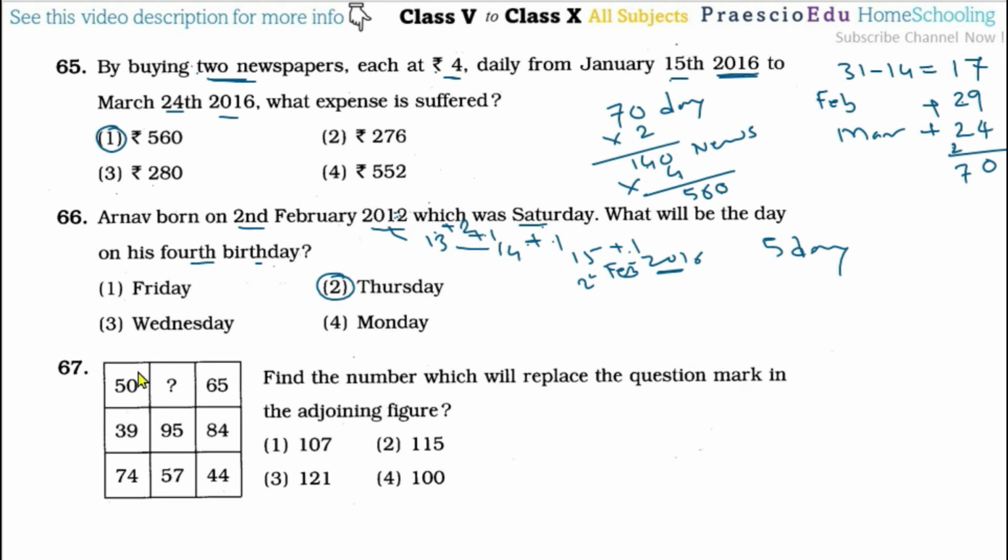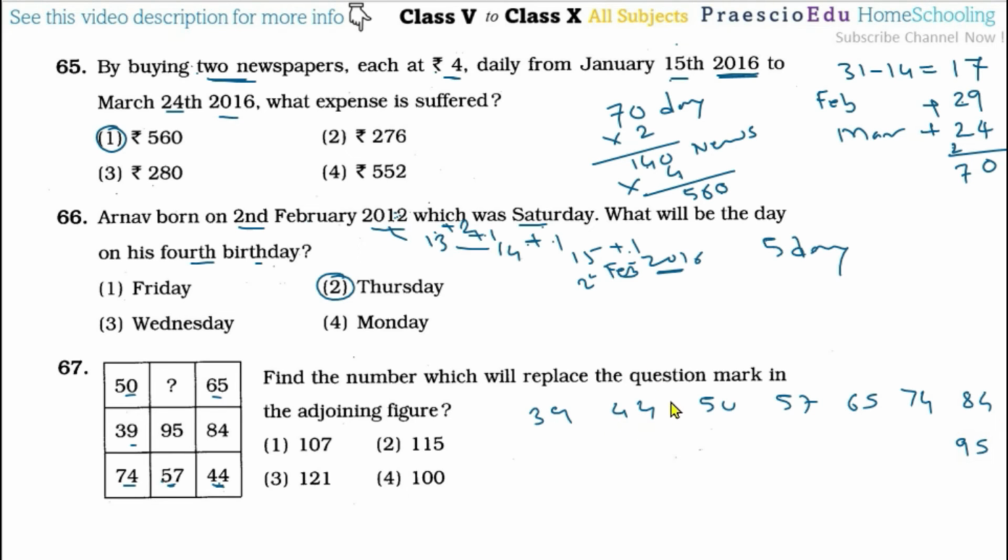Now question number 67. Find the number which will replace the question mark in the adjoining figure. So the lower number is 39. So 39, then 44. If we write it in a sequence, after the 44 there is 50, then 57, 65, then 74, then 84, and then 95.